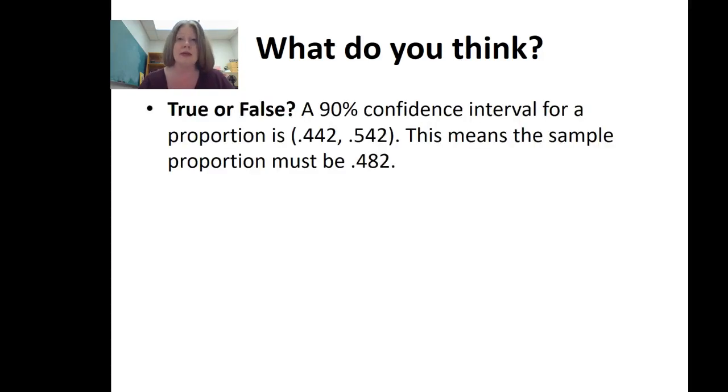So let's begin here. Is this a true or false statement? A 90% confidence interval for a proportion is 0.442 to 0.542. This means the sample proportion must be 0.482. So you might be looking at this and thinking, well, I need more information to figure this out. I'm not given a sample size. There's certain things I don't know. But you do know a lot, actually.